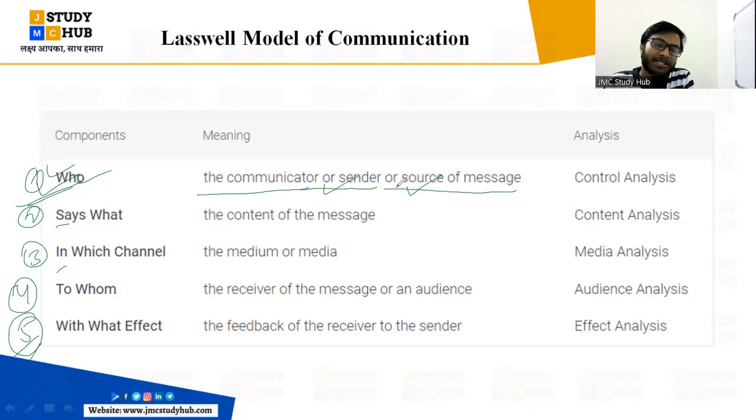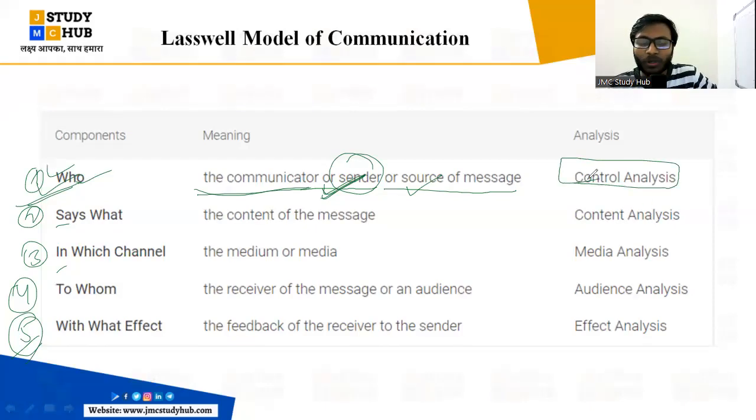Who is sending the message, that is the sender, right? The communicator who is communicating the message. For example, I am communicating with you all. I am the source of the message. I am the sender and the communicator, right? So who refers to me. That is the control analysis. I am totally controlling each and everything here, right?